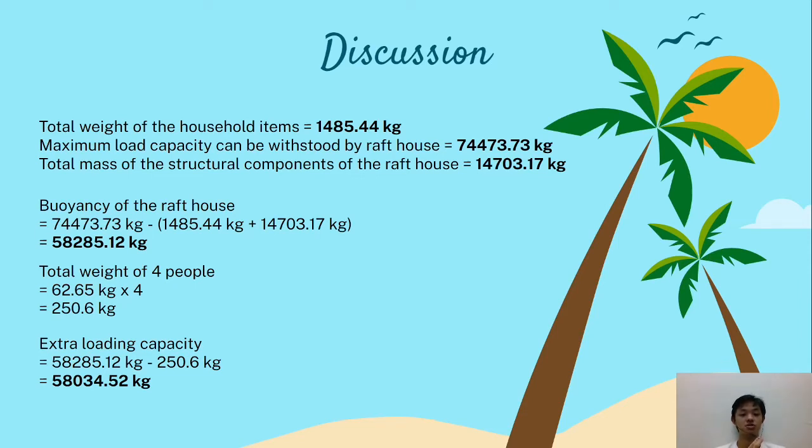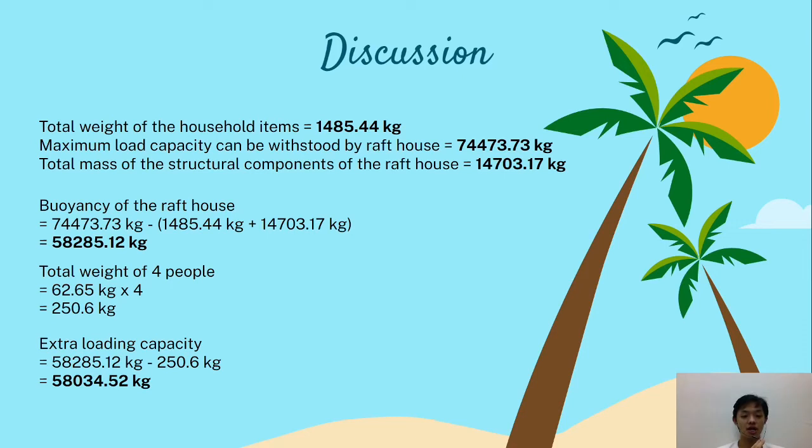14,703.17 kg. So in order to determine the remaining capacity of the raft house, we need to deduct the total weight of the household items and the total mass of the structural components of the raft house from the maximum load capacity that can be withstood by the raft house, which is 74,473.73 kg minus the total of 1,485.44 kg plus 14,703.17 kg.